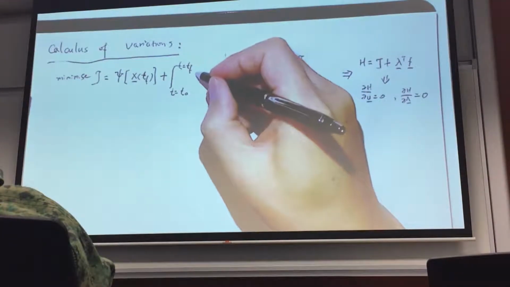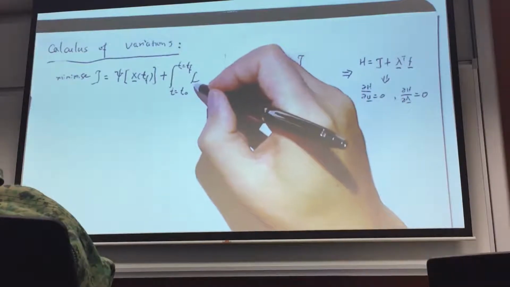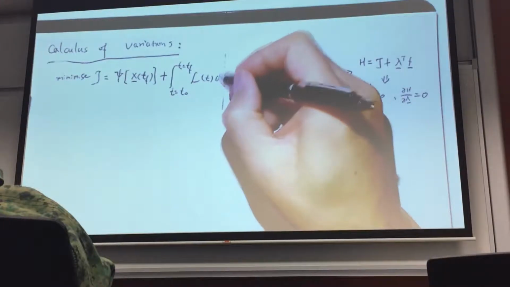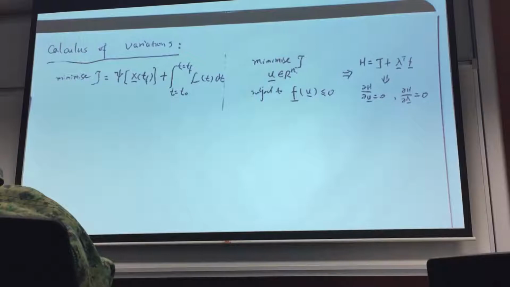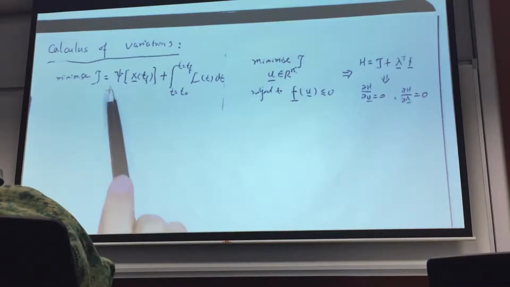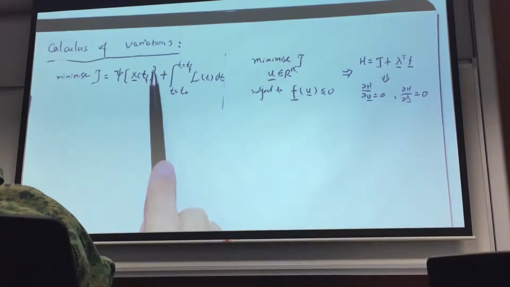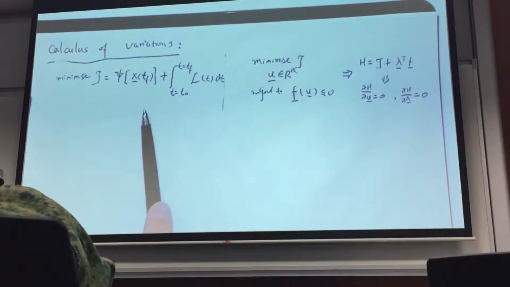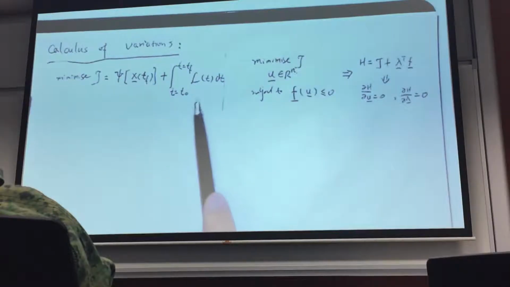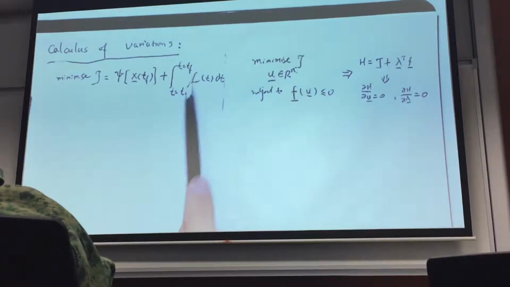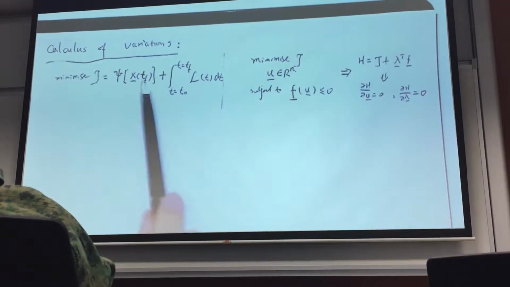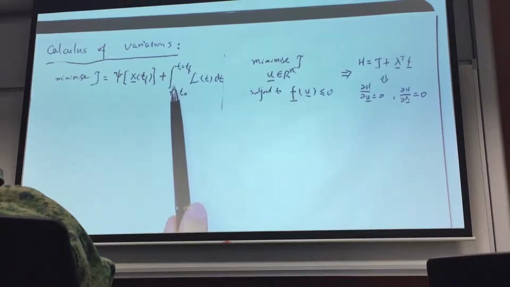This is just an arbitrary function of time. L(t) is the arbitrary function, dt. So we use this cost function to represent the final state, corresponding to the destination, and also the states in between. Here we do not define the initial state because the initial state is not something that we want to control.